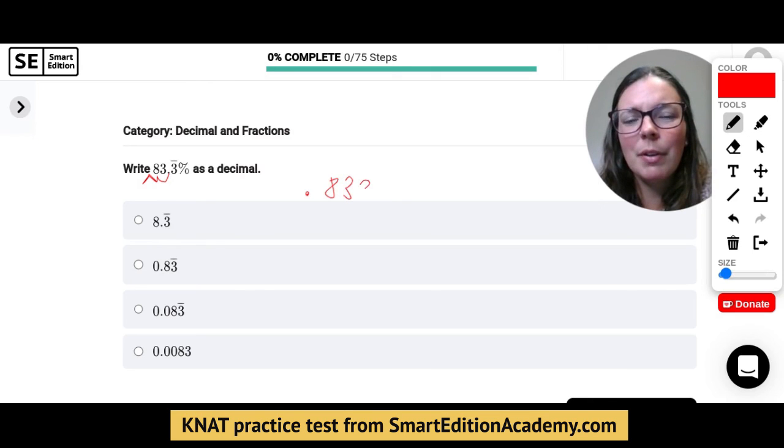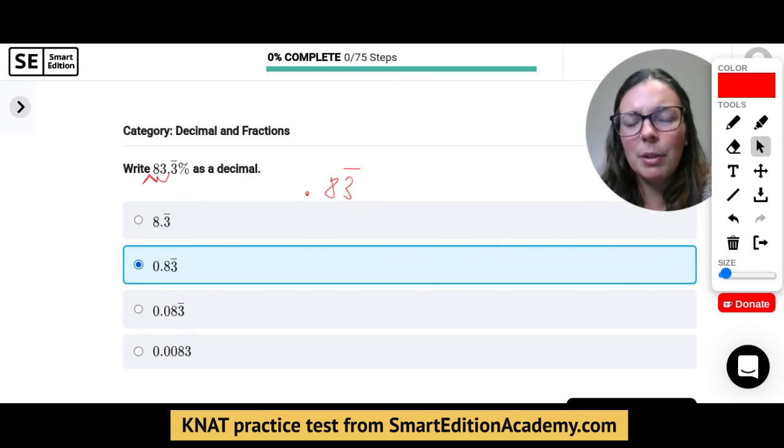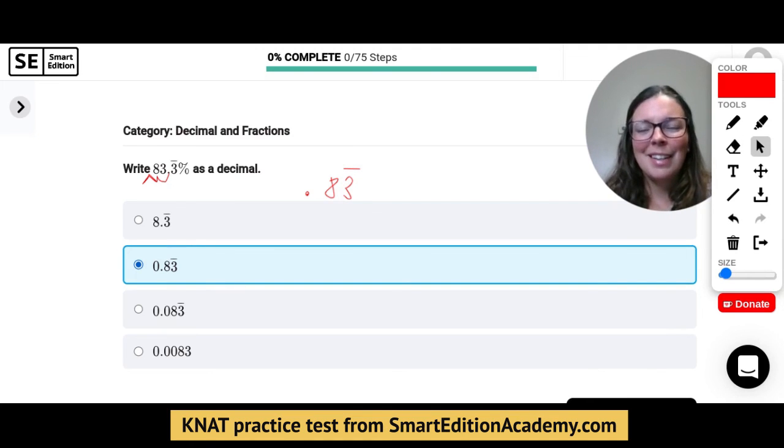Okay, so 0.83, and how we have it written like this is 0.833 repeating, but this just means that this 3 repeats over and over and over again. So what we can actually do is write it as 0.83 repeating. So 0.83 repeating would be our solution.